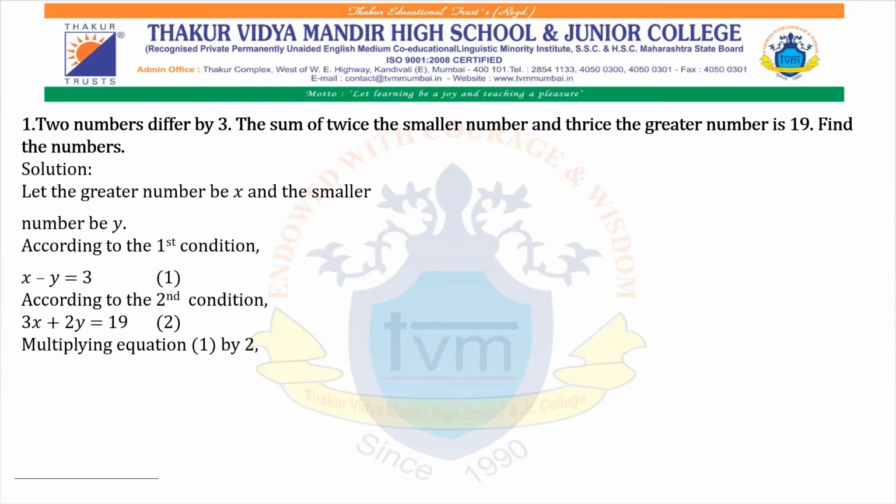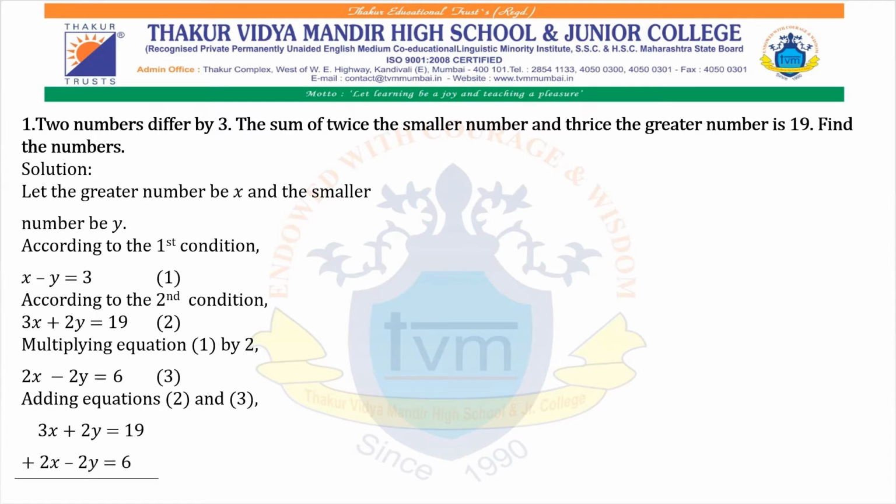Multiplying equation 1 by 2. So 2x minus 2y is equal to 6. This is equation number 3. Now adding equation 2 and 3. So 3x plus 2y is equal to 19 plus 2x minus 2y is equal to 6. We will get 5x is equal to 25. Therefore x is equal to 25 upon 5. Therefore x is equal to 5.